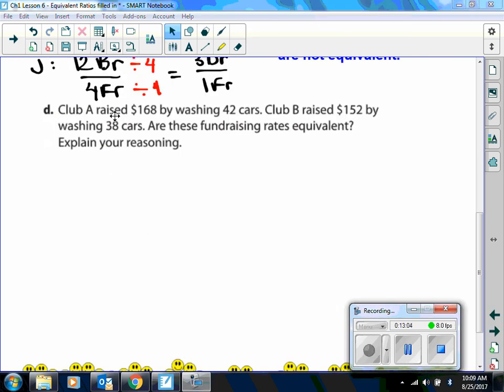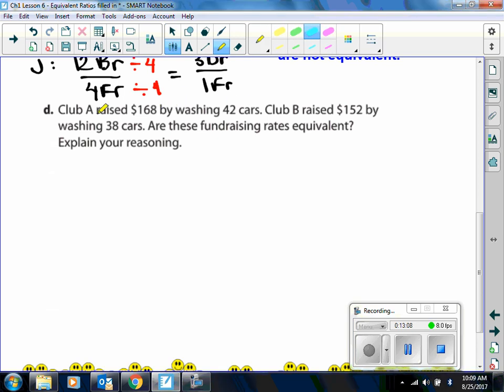It says Club A raised $168 by washing 42 cars. Club B raised $152 by washing 38 cars. Are the fundraising rates equivalent? And we want to explain our reasoning.